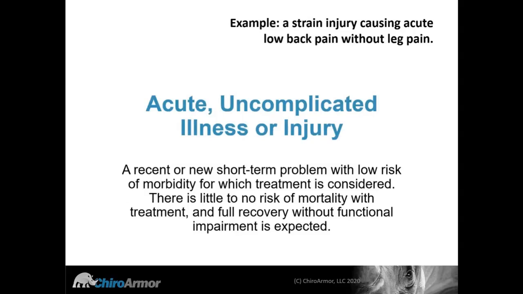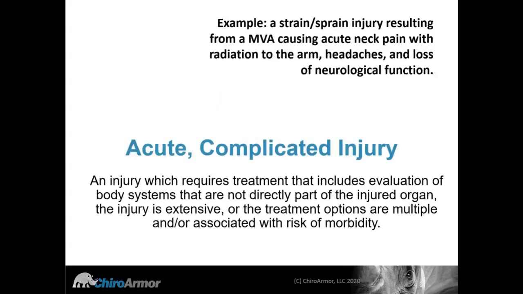Then we have the acute uncomplicated illness or injury, and this is a recent or new short-term problem with a low risk of morbidity, and there is little to no risk of mortality with the treatment, and a full recovery without functional impairment is expected. And so this is a case, it could be a strain injury that could cause an acute low back pain situation and diagnosis without leg pain, but it's more of an injury that is not complicated and will resolve. And so very low risk, again, of morbidity or mortality.